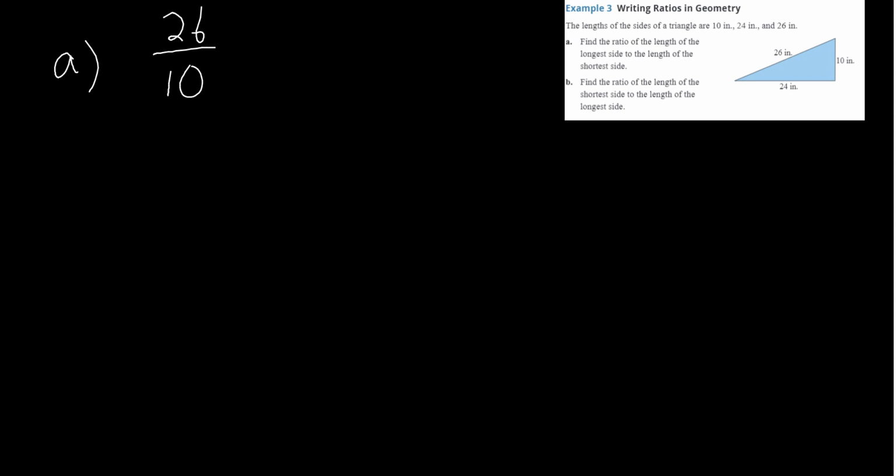But of course, we're not done. We need to reduce this, and I'm just going to, again, split them in half. So it would be 13 over 5, and that's it. 13 over 5 does not reduce any further.